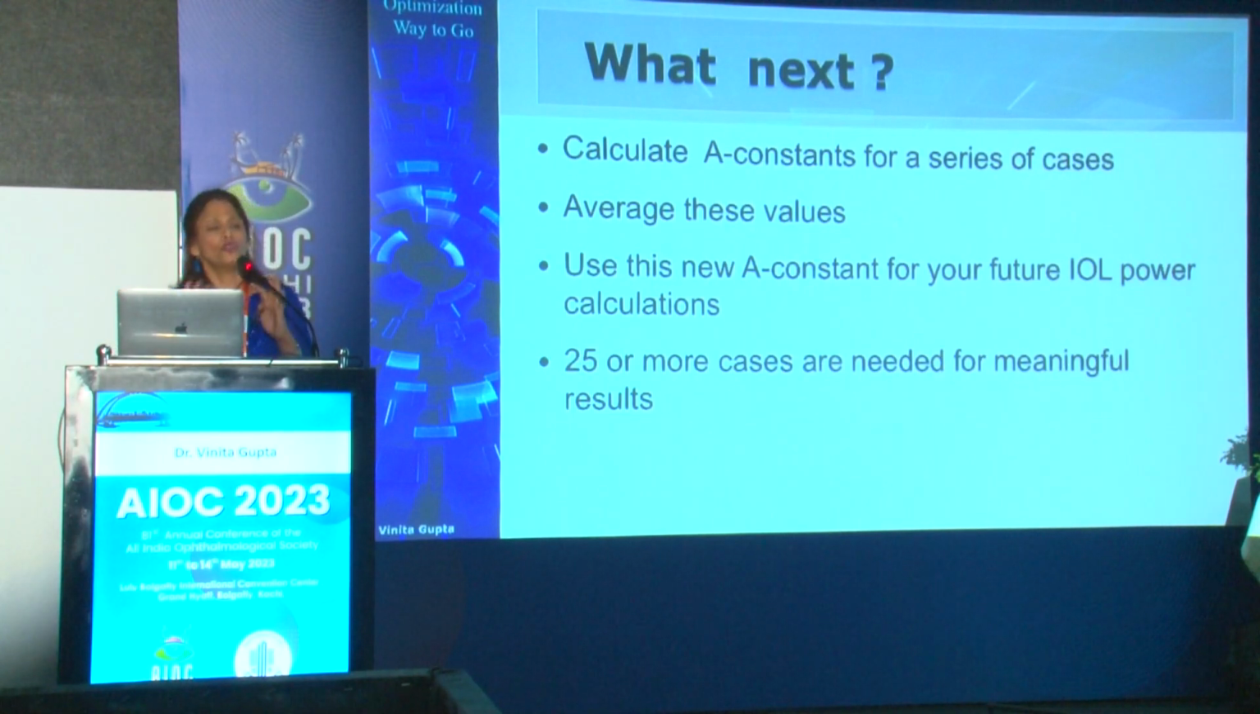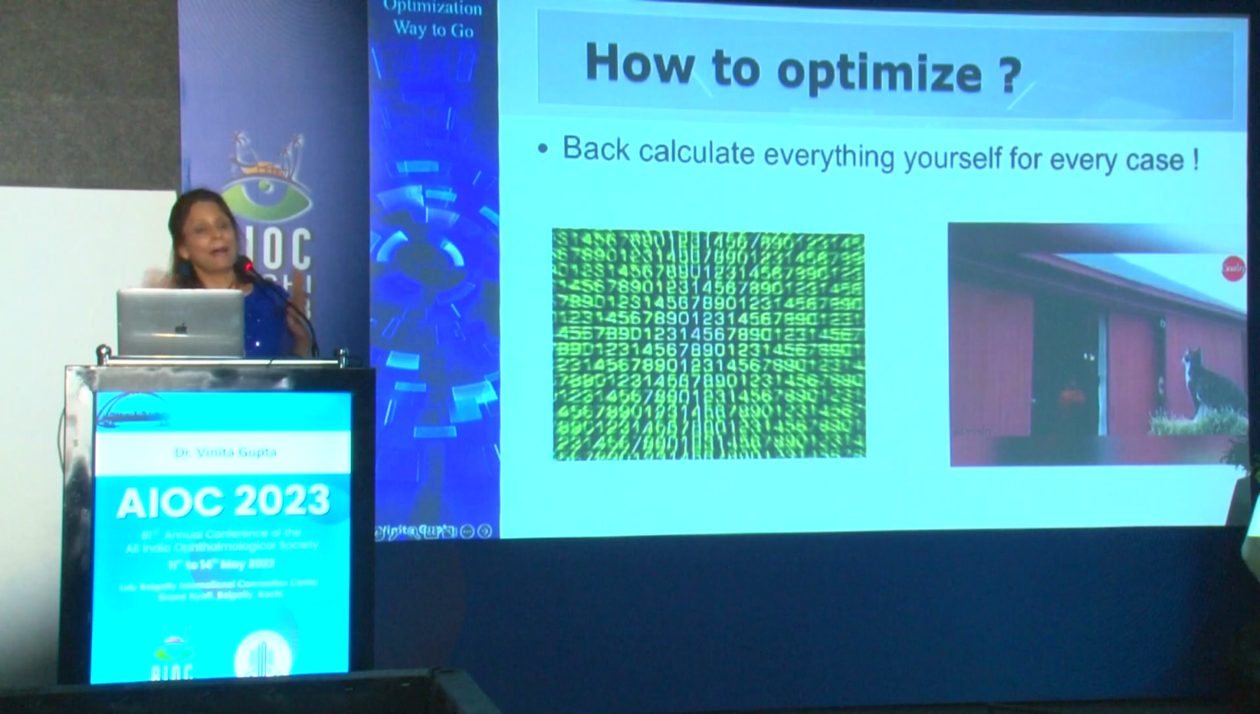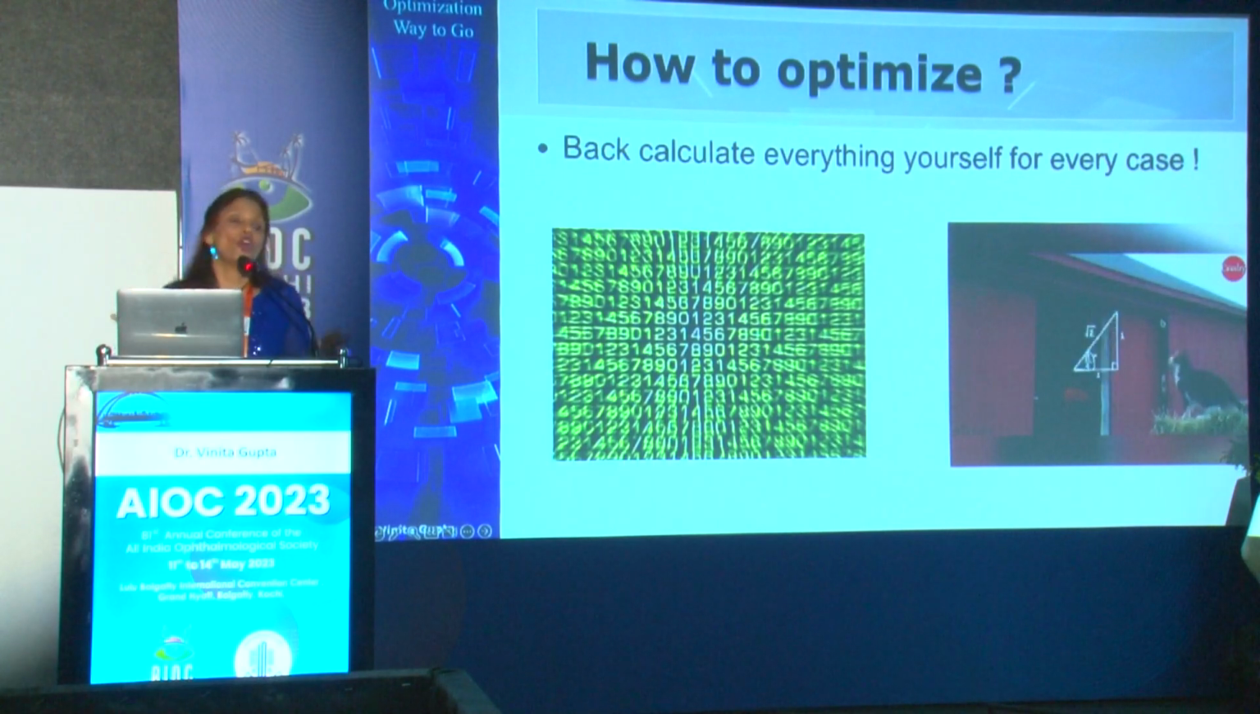surgeries. So usually 25 or more cases are needed for meaningful results. And so what we are doing is basically back calculating everything yourself for your case, okay? And obviously so as to get the best results and reach the target.